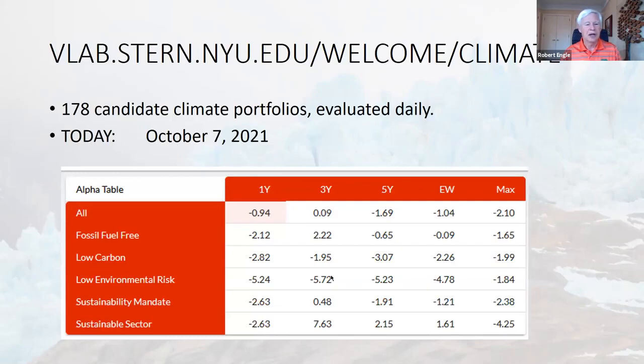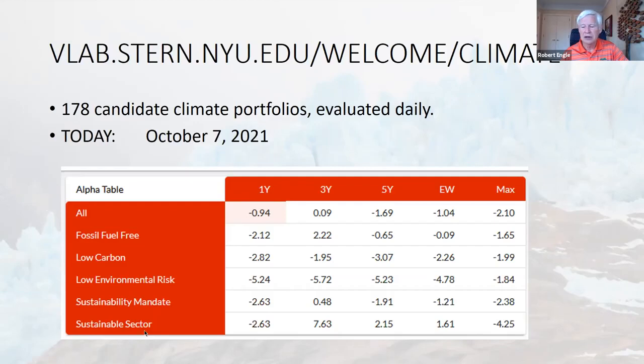So what do we see when we look at data? We've got a bunch of candidate portfolios, which we evaluate daily. These all have a climate credential. And yesterday, this is what VLAB showed. If you look at 1 year alphas over all these funds, you see they're negative. The 3 year alpha is on average slightly positive. And these are some different categories of funds: fossil fuel free, low carbon, low environmental risk. These are ESG scores and sustainability mandate. This is what the firm says they're doing.